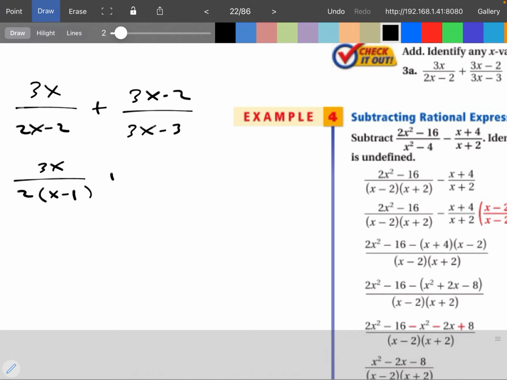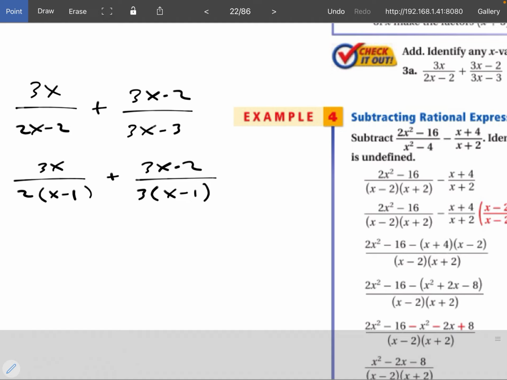All right, same thing on the other fraction. So this one, the numerator is still 3x minus 2. The denominator, we can factor out a 3. The greatest common factor is a 3, and then that's going to give us an x minus 1, right? All right, so now we got to think about how would we make these denominators the same? Okay? So both denominators already have the quantity x minus 1, right? They both have that. But this one has a 3 and that one has a 2.